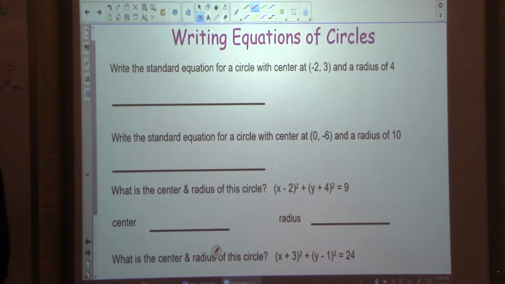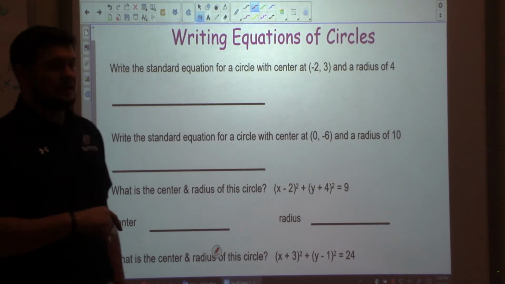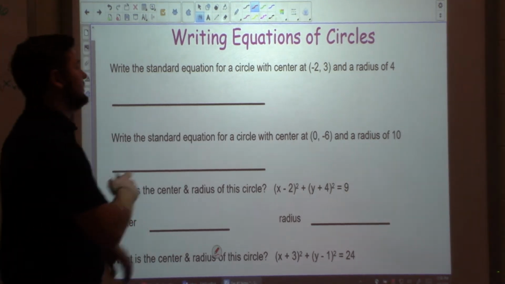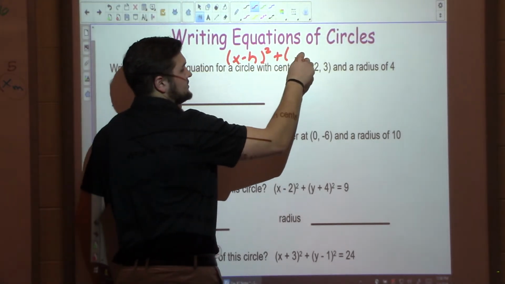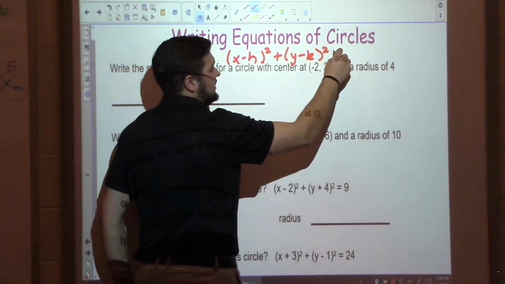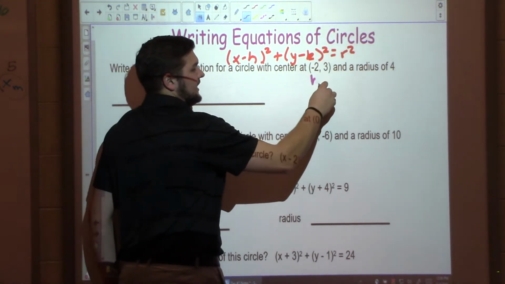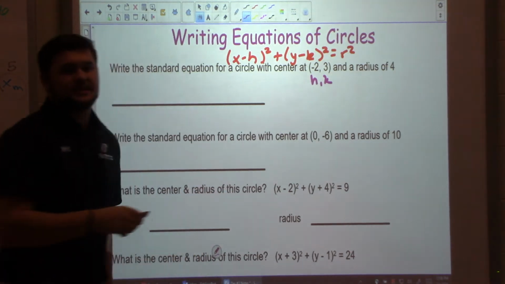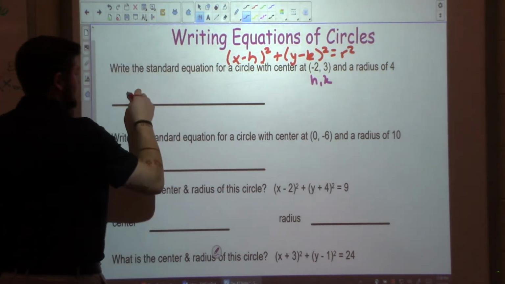So let's try writing an equation in standard form. This is standard form. Tomorrow we're going to talk about general and standard form. Write the standard form of a circle centered at -2, 3 and a radius of 4. So remember, we're doing x minus h squared plus y minus k squared equals r squared. I'm given an h and a k value. I'm given a center, so I'm just going to plug them in here.